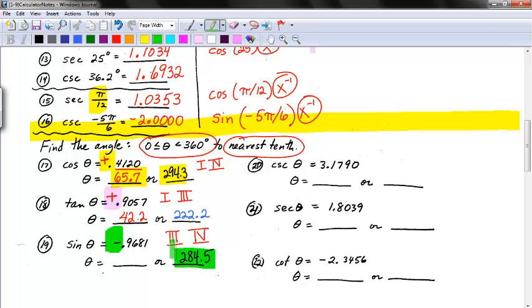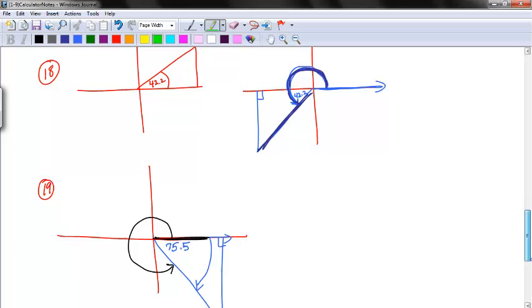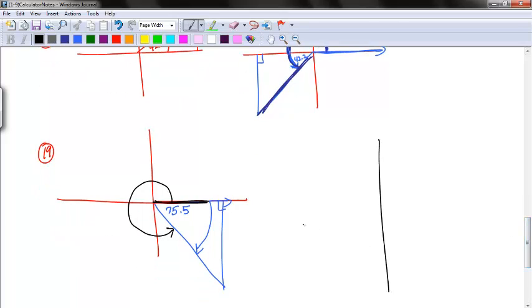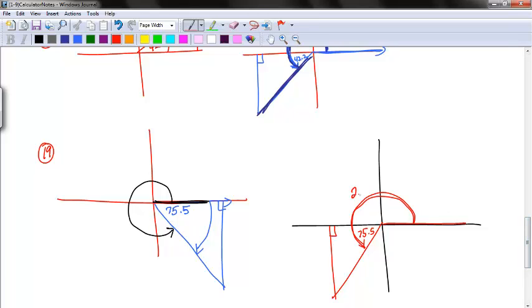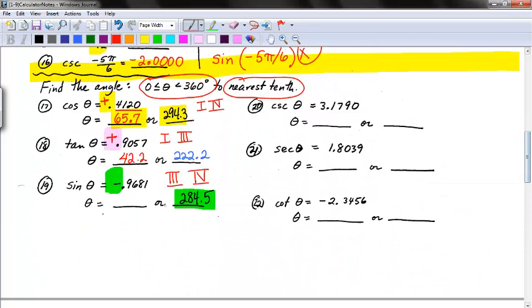Now I need the answer for quadrant 3. Draw the picture for quadrant 3. Go over into quadrant 3 and draw the sketch. Perpendicular goes back to the x. This is my 75.5. Now how can I figure that whole answer? I'm going to have to do 180 plus 75.5. I get 255.5. So this angle is 255.5, that whole thing. That'll get me over into quadrant 3.